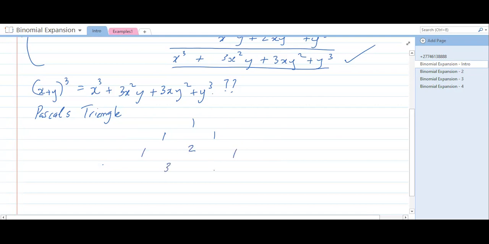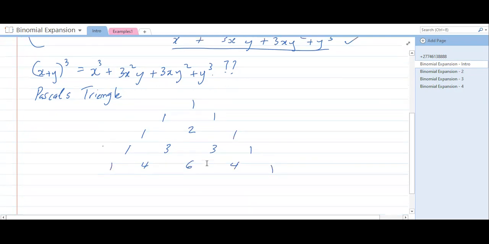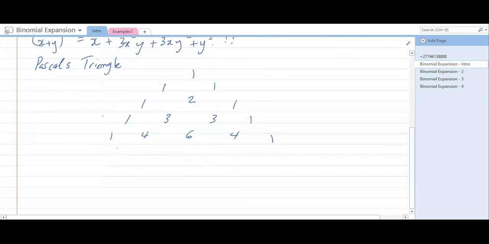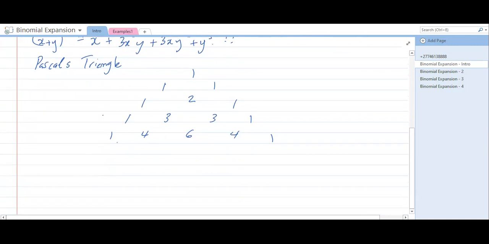2 plus 1 is 3. Expand again. 1 plus 3 is 4. 3 plus 3 is 6. 3 plus 1 is 4. Expand again. Now you can carry on expanding. The next thing is 1 plus 4 is 5. 4 plus 6 is 10. 6 plus 4 is 10. And 4 plus 1 is 5.